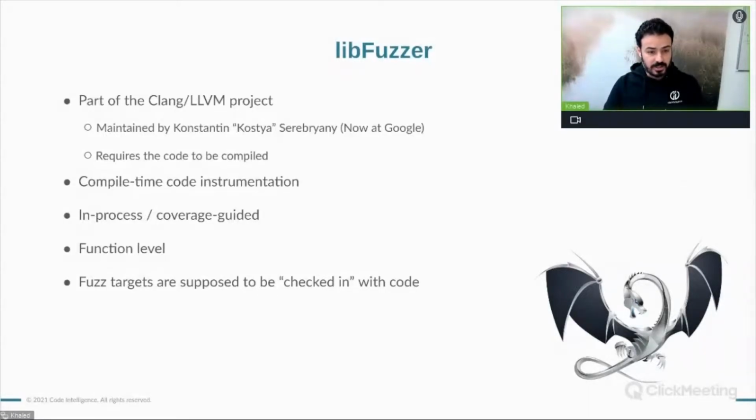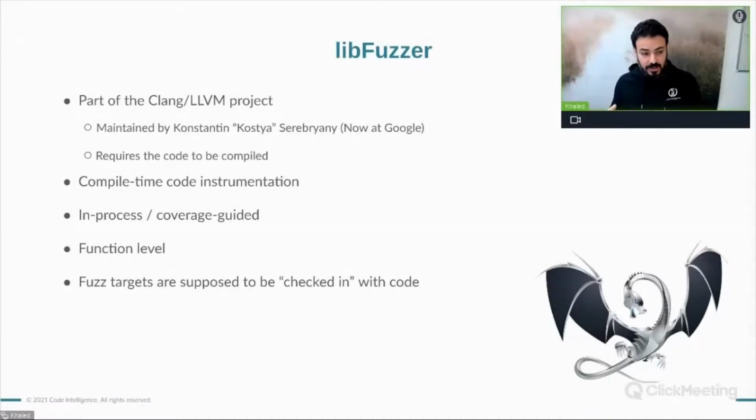It performs compile time instrumentation, meaning that the instrumentation happens when I compile my code. So these markers are injected during compile time, and it's in process, meaning that the fuzzer runtime and the application under test run in the same process, as we'll see. So you get a binary that you can execute, and this binary includes the code under test and the fuzzer runtime. With that, you can write fuzz tests to test specific functions.